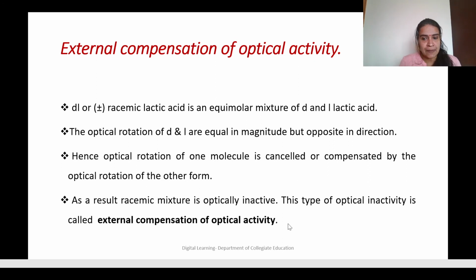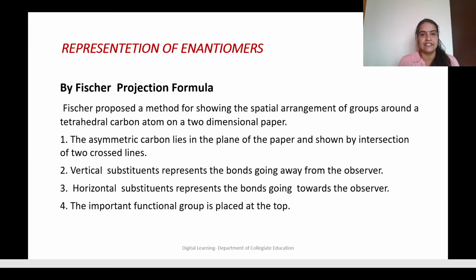So, this type of optical inactivity is termed as external compensation of optical activity. Now, what are the different ways by which we can represent enantiomers? There is a formula given by Fischer, and we can term it as the Fischer projection formula.